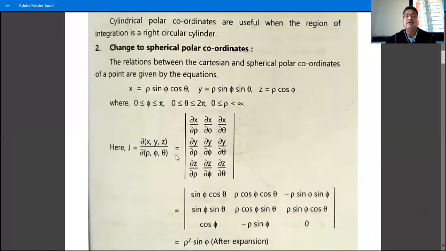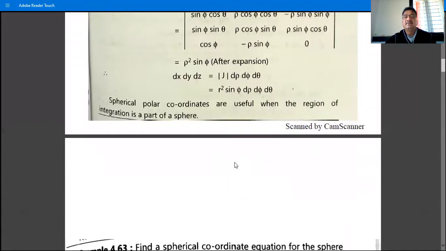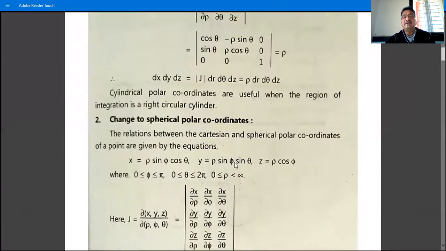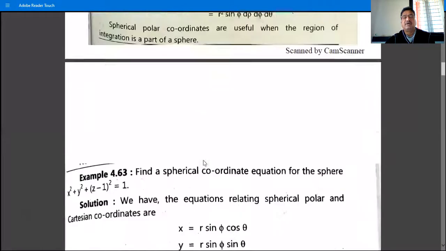And so if we replace coordinates in triple integration using spherical coordinates, then dx dy dz is replaced by mod J d rho (or dr) d phi d theta. What is mod J? Mod J is r square, or rho square sine phi, d rho (or dr) d phi d theta. So in order to change the variables in triple integration, use either cylindrical polar coordinates or spherical polar coordinates.